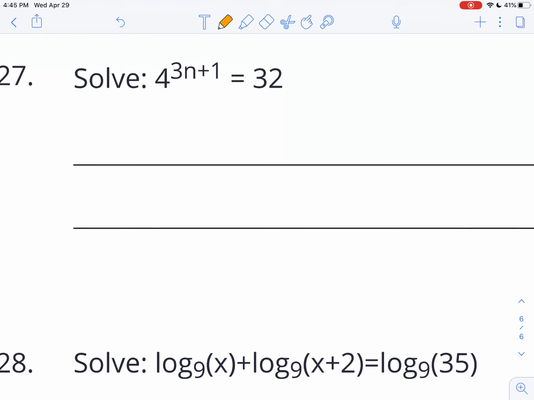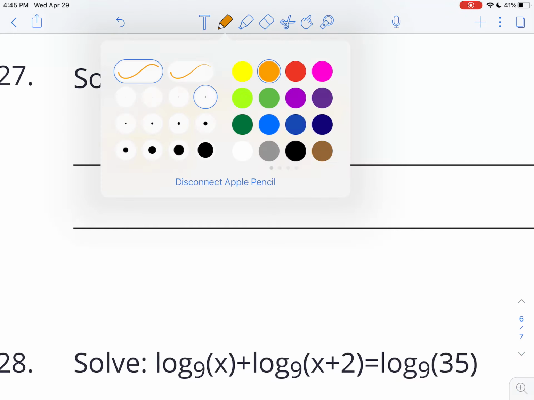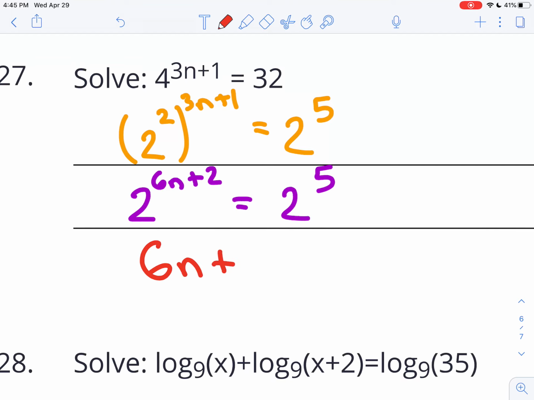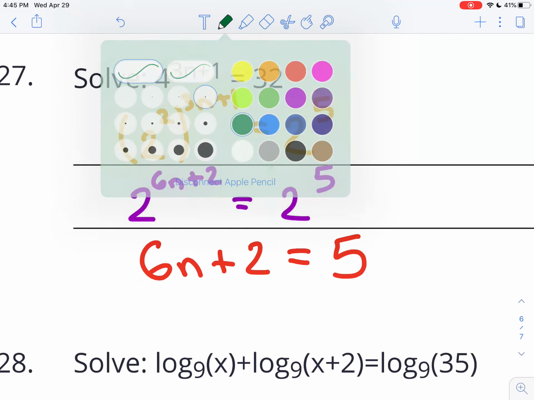All right, 27. So what you're going to notice here, I could rewrite the 4 as 2 squared. That's a 3. I could write 32 as 2 to the 5th. Now I have an extra step. I have to distribute that 2. Sometimes silly mistakes do happen there, so be careful. And so now we have a power equal to a power. They have the same base, and so the exponents must be equal.